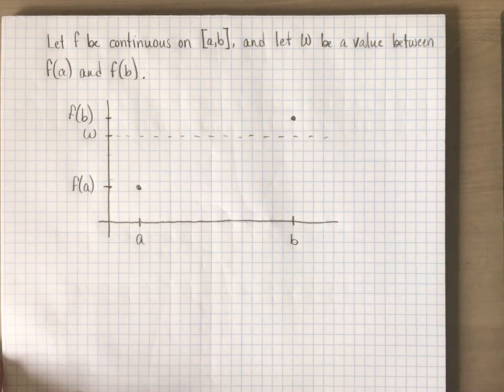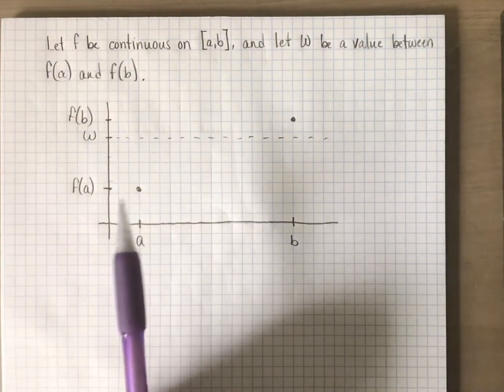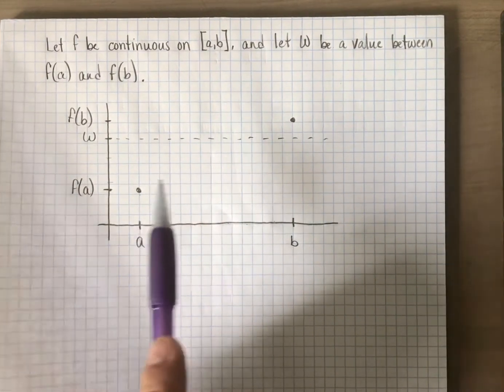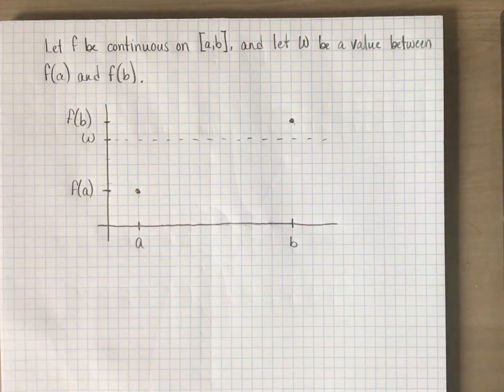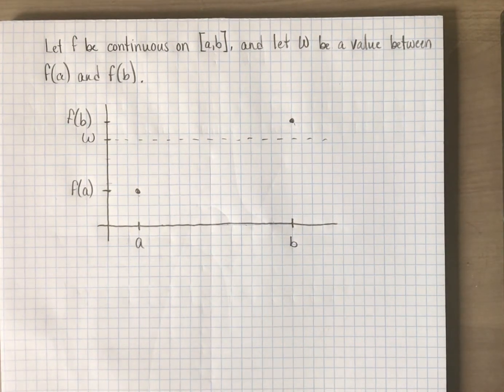Here's the trick. If you're going to draw a continuous graph, that means you have to get from this point here, a comma f of a, to this point here, b comma f of b, without any holes, without any asymptotes, without any jumps. Another way to phrase that might be to say that you have to connect the points without ever picking your pencil up off the page.